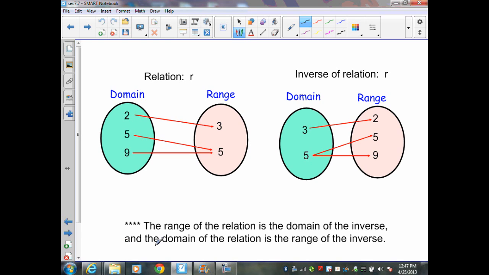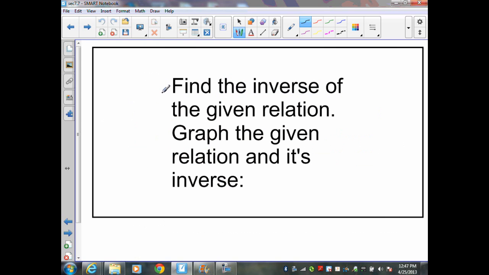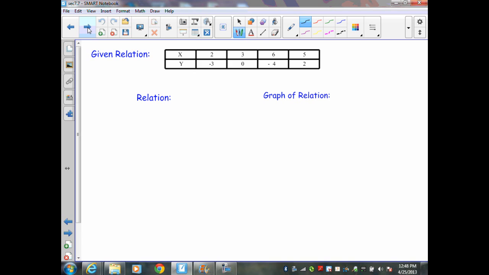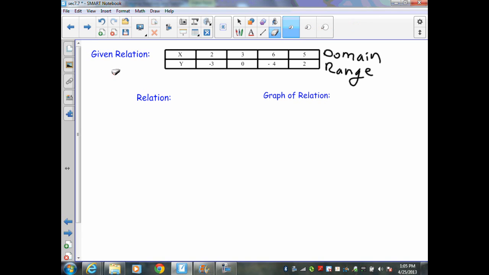Again, the range of the relation is the domain of the inverse, and the domain of the relation is the range of the inverse. On our next slides, we want to find the inverse of the given relation, graph the given relation and its inverse, and we'll also keep looking at domains and ranges of our relations and inverses. Let's look at our first example.